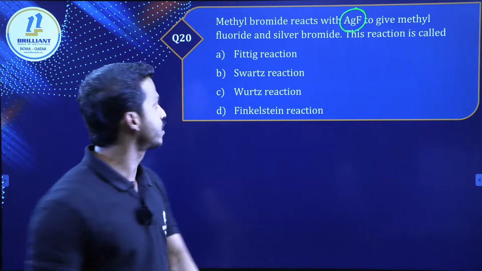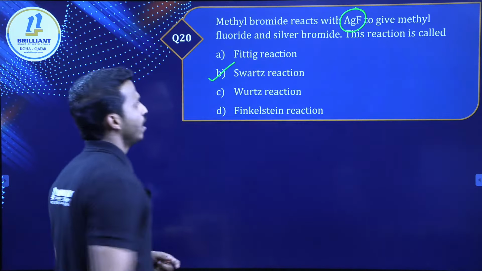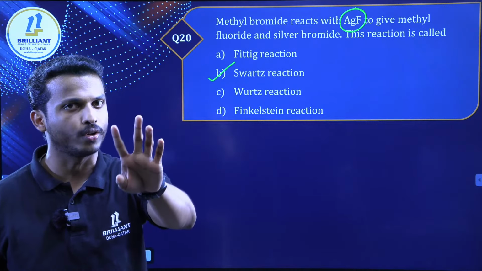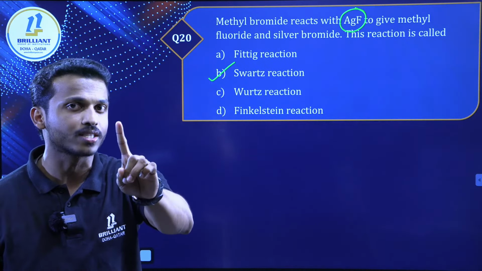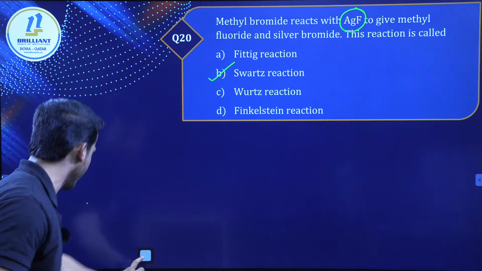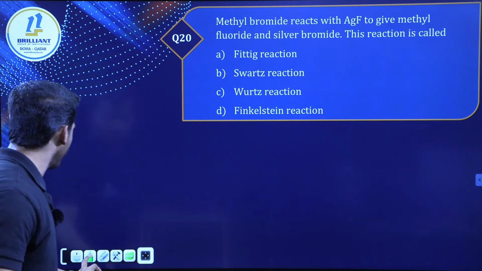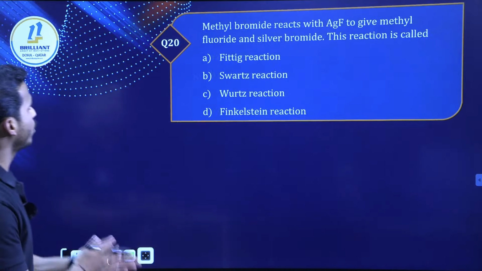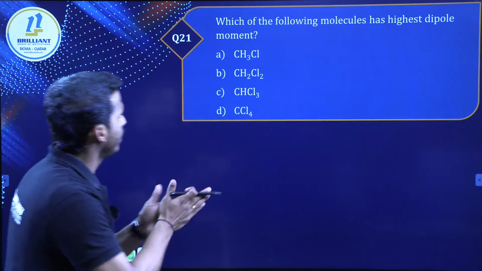Option B, Swarts reaction. Swarts reaction is the replacement of one halogen with fluorine. It's a very simple reaction. And Finkelstein, remember, is iodine exchange. Yes, let's go, dear all. Question number 21 is waiting for you.